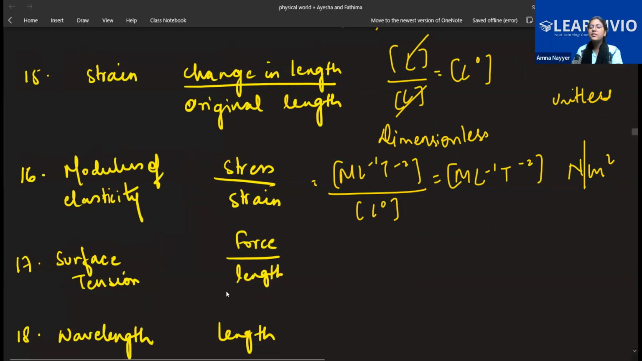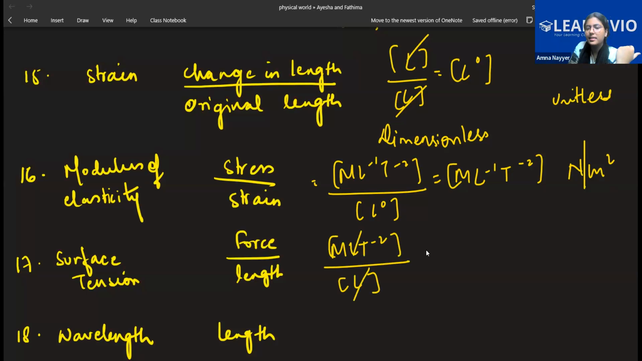Then you have surface tension. Surface tension basically means the topmost layer of fluid is in a state of tension, meaning all the molecules are trying to contract on the top surface. That is what surface tension is. So the formula is very easy. Force is MLT to the power -2, divided by length L. So basically here length gets cancelled. So MT to the power minus 2. This is surface tension, which is force per unit length. So this is from your fluids.